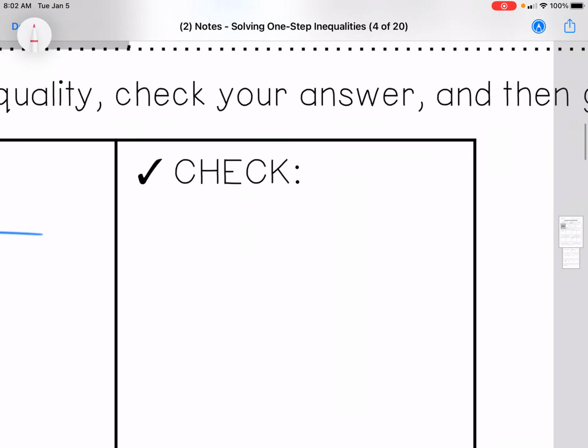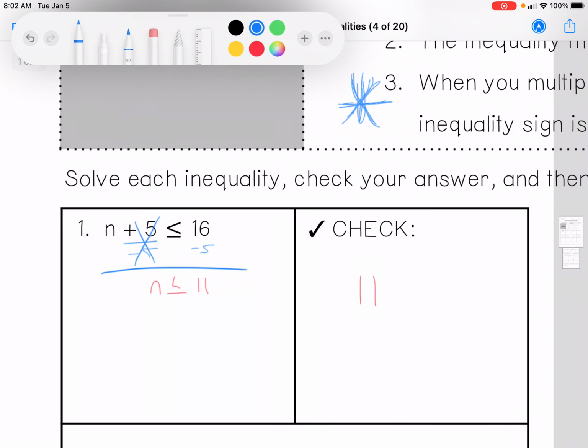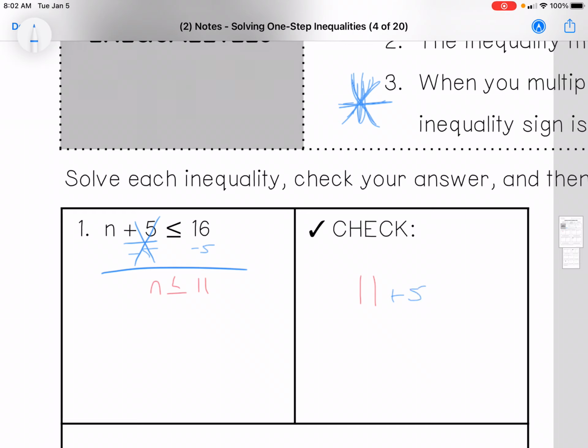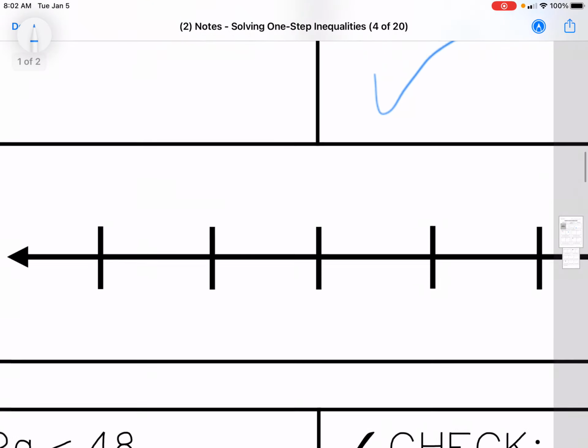Okay, let's go ahead and check our work. So we're going to plug 11 where n is. Okay, so 11, and then just copy the rest of the inequality. Plus 5 less than or equal to 16. 16 is less than or equal to 16. Yes, it is. Okay, so that works. It's not less than, but it's equal to, which means it works. Check.